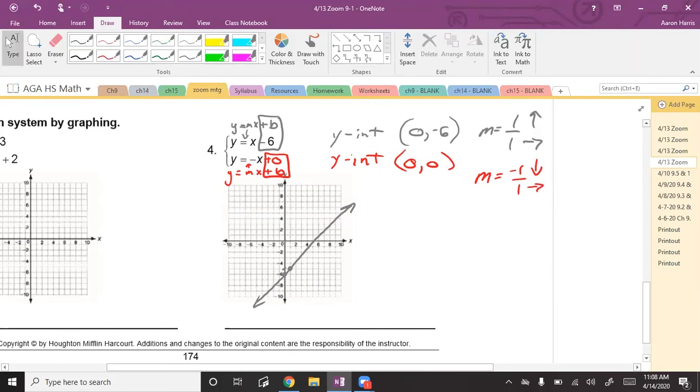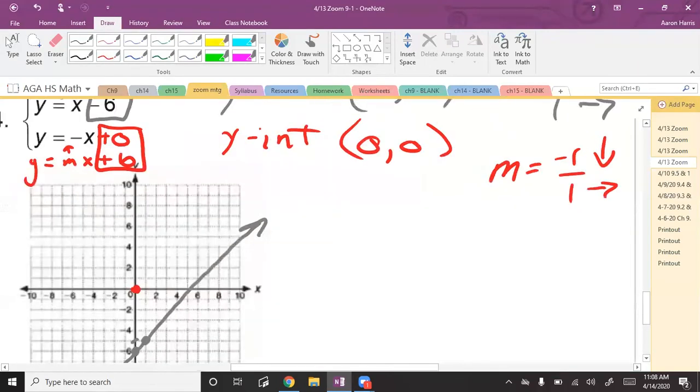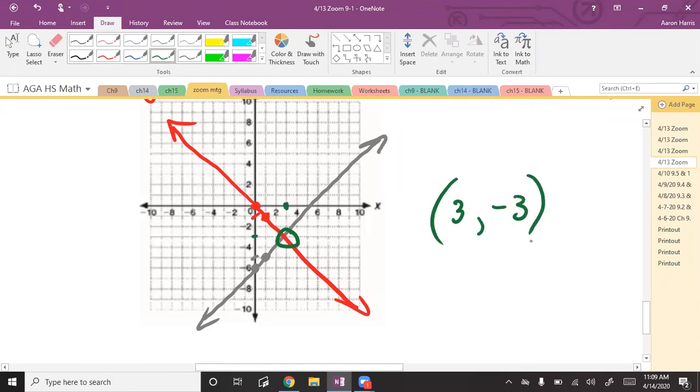So I go to (0, 0). Here's 0 on the x-axis, 0 on the y-axis. It tells me to do what? Go down 1, right 1. Down 1, right 1. There's my second point. So I'm able to go and draw a line like this. Where do they intersect? Right there. Now, according to the lines, if they're straight and everything, it looks like 3 on the x-axis and -3 on the y-axis.